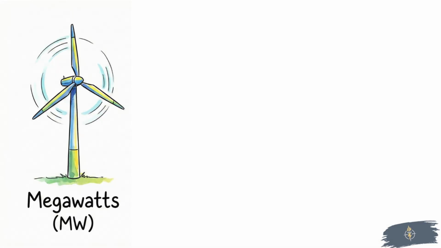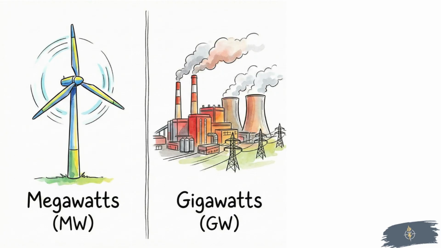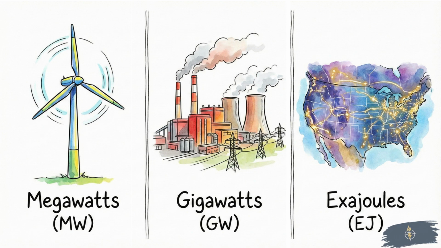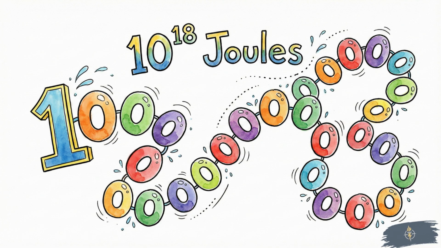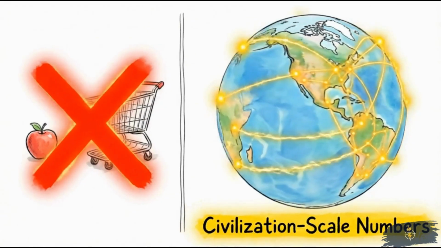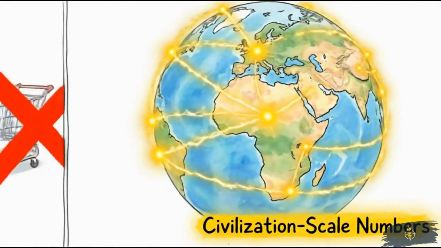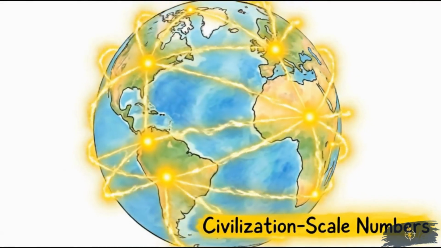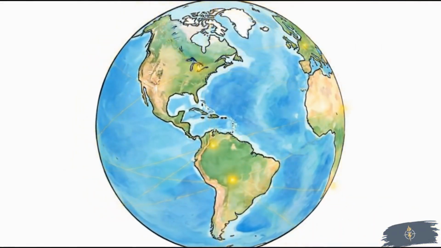A large wind turbine might produce several megawatts. A large power plant produces gigawatts. A country's annual energy consumption is often measured in exajoules. An exajoule is 10 to the power of 18 joules. That's a 1 followed by 18 zeros. When we speak about national energy statistics, we are no longer talking about apples and shopping carts. We are talking about civilization-scale numbers.